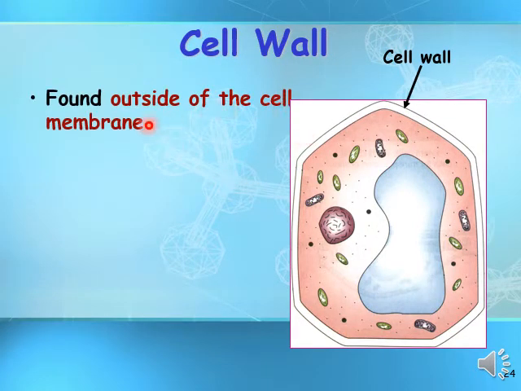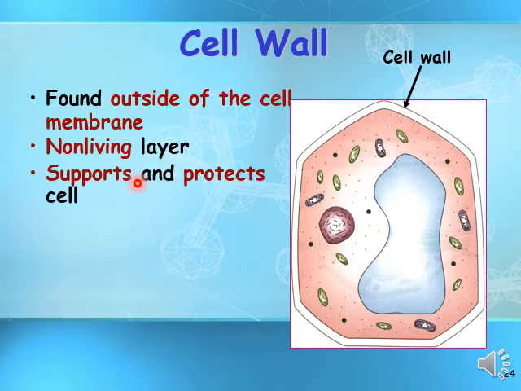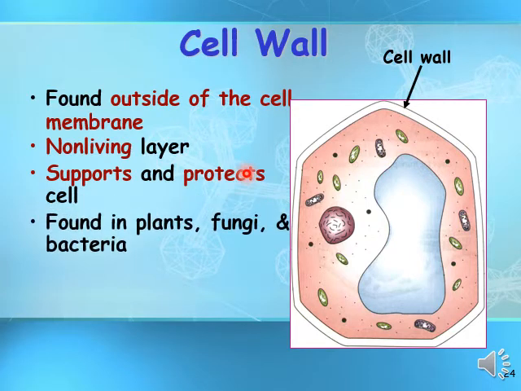The cell wall is found outside of the cell membrane. It's a non-living layer, but the cellular membrane is a living layer. The cell wall supports and protects cells, providing cellular support and cellular protection. It is found in plants, fungi, and bacteria.